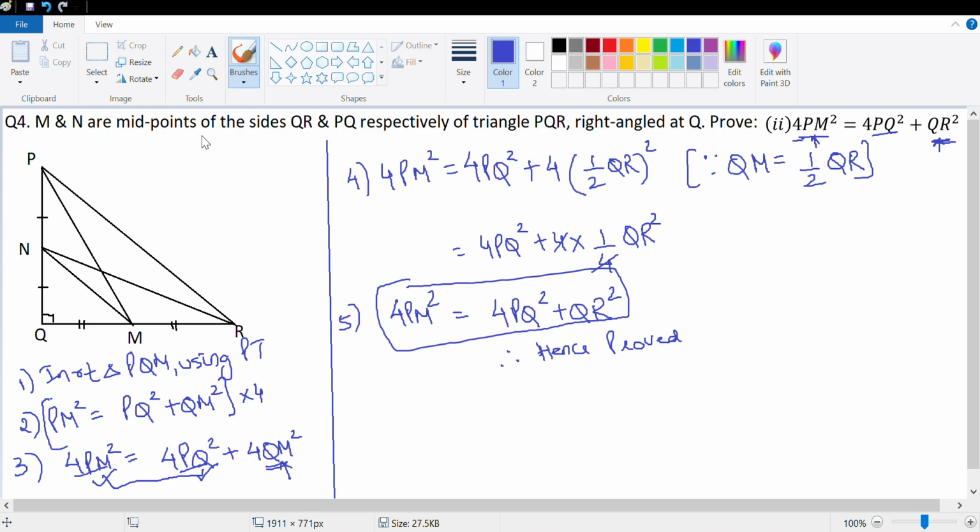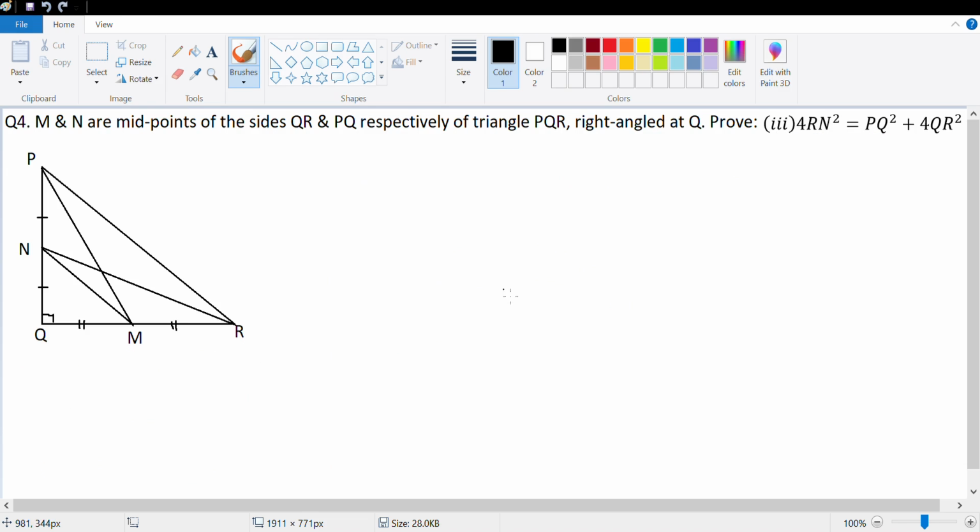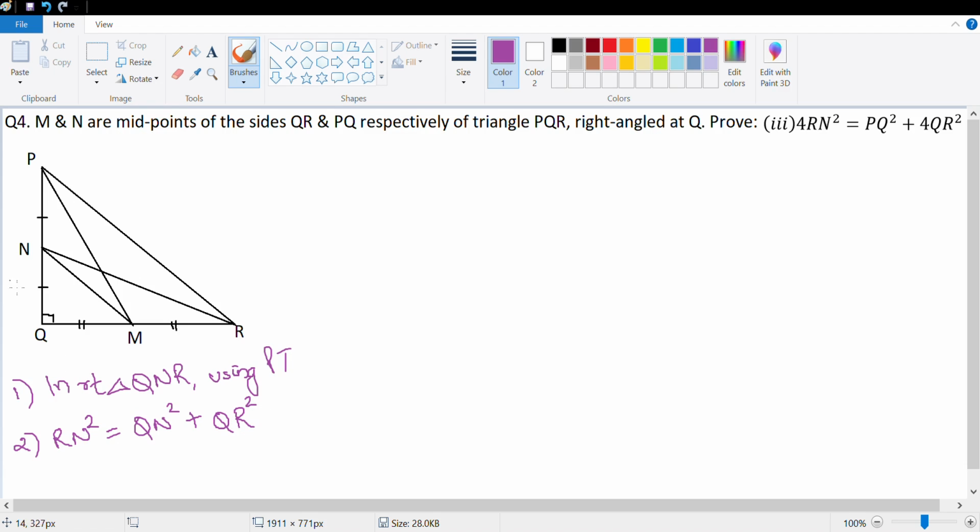The next question that we do is part 3 of this, which is 4RN square is equal to PQ square plus 4QR square. Again, let's look at the left hand side. So RN square, which means I am looking at the right triangle QNR. So let's work with this. So this is in right triangle QNR using Pythagoras theorem. What I get is RN square is equal to QN square plus QR square.